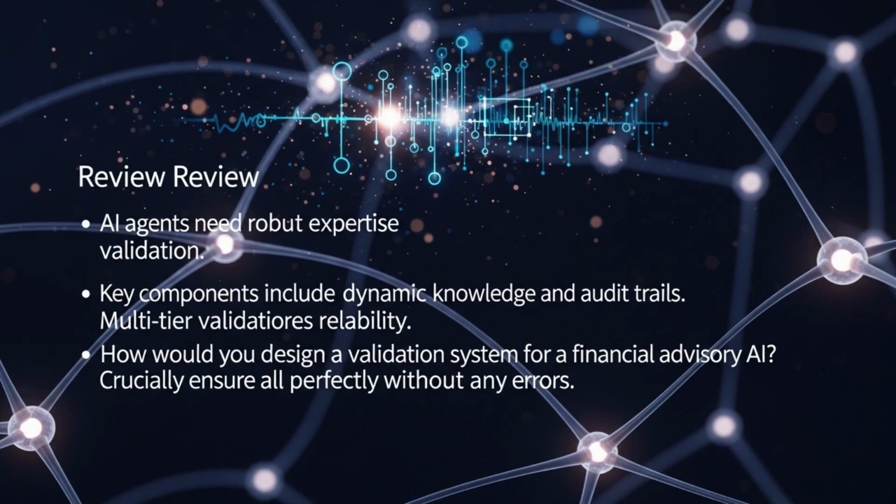We've covered a lot of ground today, and I hope you feel empowered to build more robust AI systems. To recap our learning objectives, we established why AI agents need robust expertise validation to move beyond simple confidence scores and avoid overstating their abilities. We identified the key components of such systems, including dynamic knowledge management and comprehensive audit trails. You now understand the multi-tier validation architecture that ensures reliability and explainability. And we explored a real-world application with the technical documentation agent, seeing how these concepts translate into practical, reliable tools. These principles are vital for building AI that's not just smart, but also trustworthy and accountable.